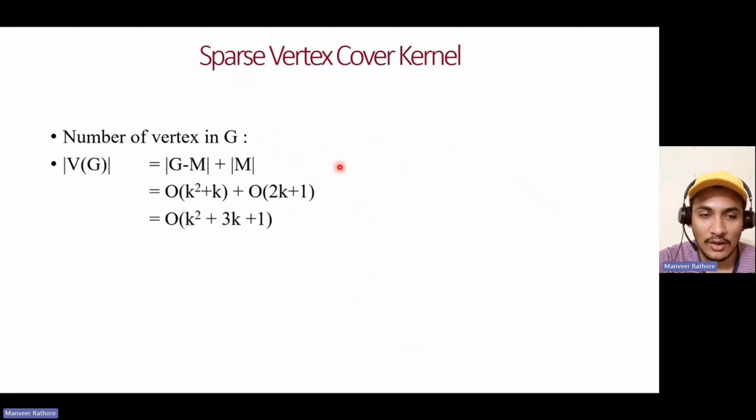So we have a kernel on our graph, which is: number of vertices in G is equal to number of vertices in G minus M plus M, and the number of vertices in G minus M is k square plus k, and in M it is 2k plus 1. So overall we get a kernel of k square plus 3k plus 1.